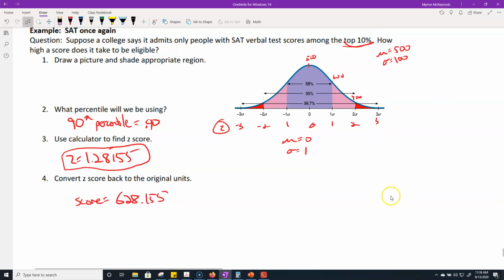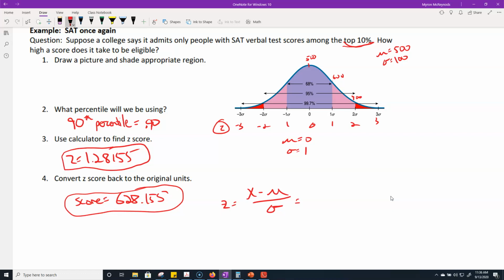628.155. And remember, I can check to see if these match. Because for the z-score formula, z should be equal to x minus mu, or x bar, over sigma, or s, right? Let's check and see if that works. See if both of these work. 1.28155 is equal to 628.155 minus 500, over 100, like that.